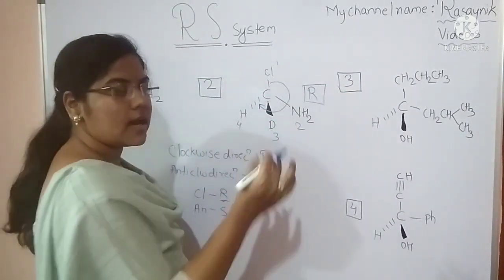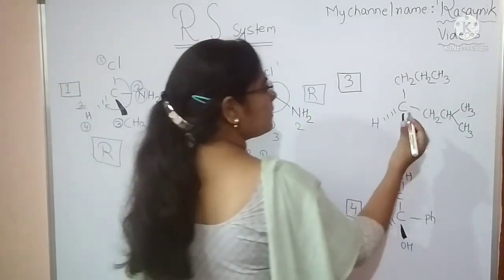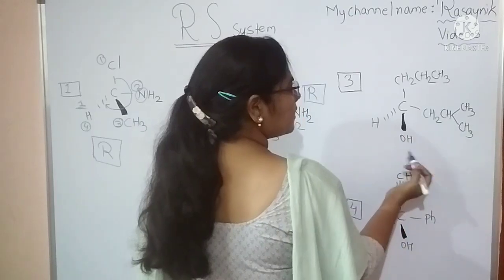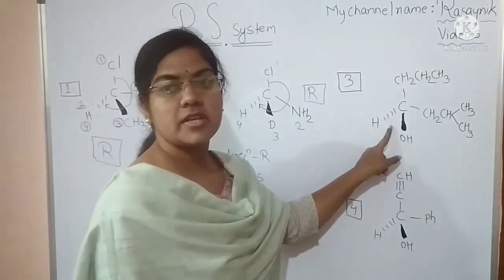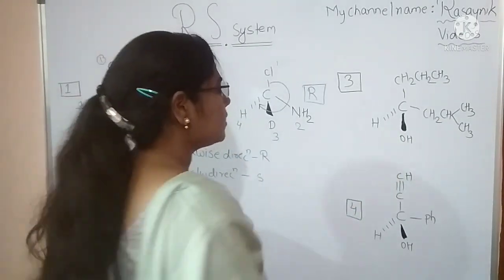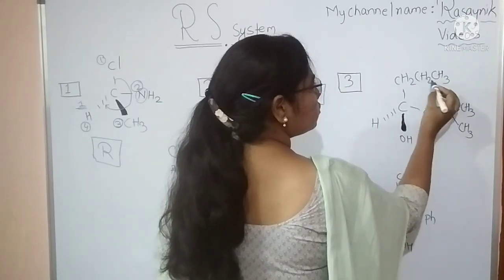Clockwise Cl and R. Okay? So now, third example. Here, what will come? Oxygen. Oxygen is directly attached to this wedge line. Okay? So now here 1, 2, 3, 4 carbon. Here 1, 2, 3 carbon.